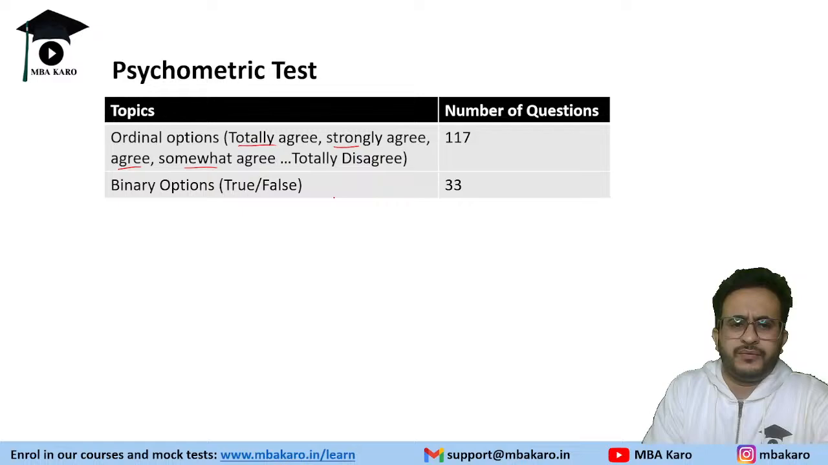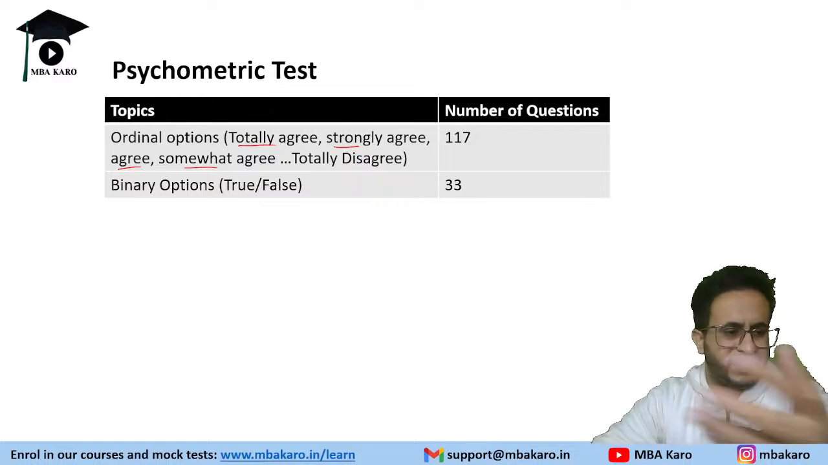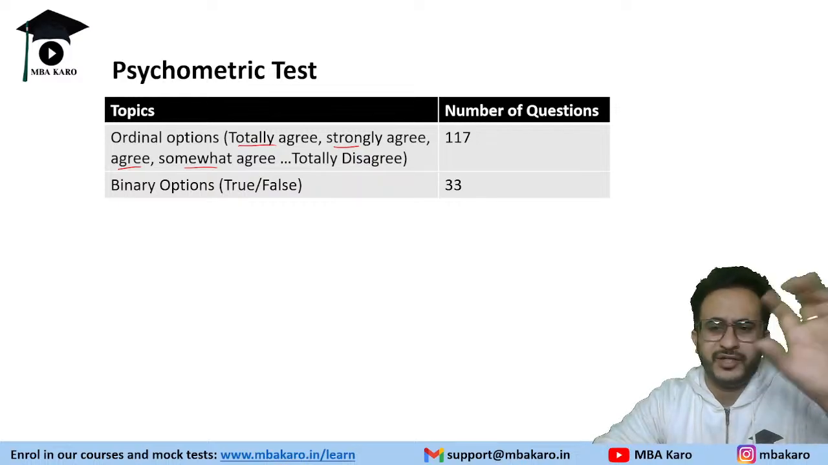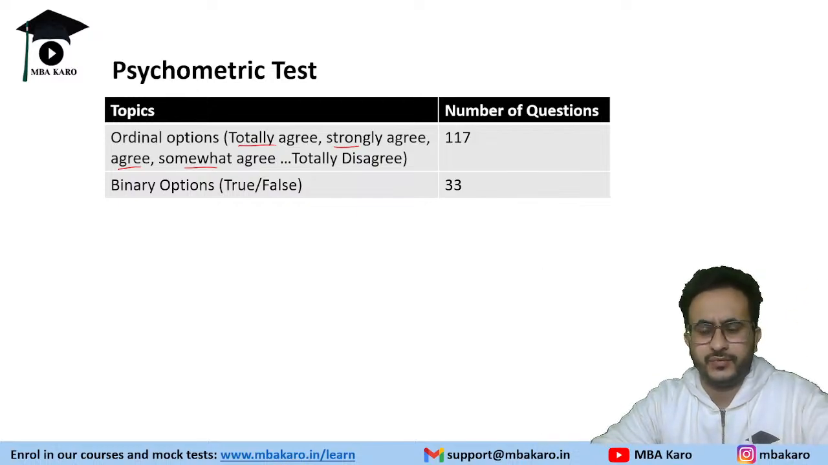And there were 33 questions of the true or false type. Again, a psychologist can preferably tell how to clear this, but my understanding of this test is that you need to be consistent in your answers, be honest, and do not think much in answering these questions. So 30 minutes are enough to attempt this.